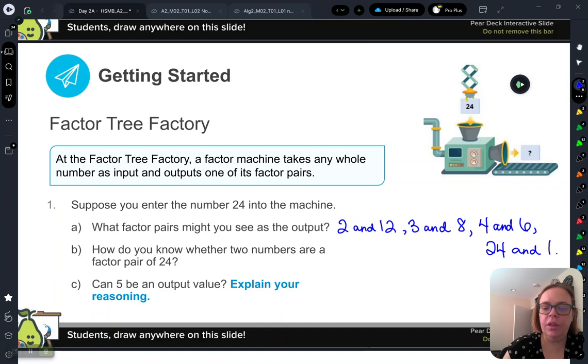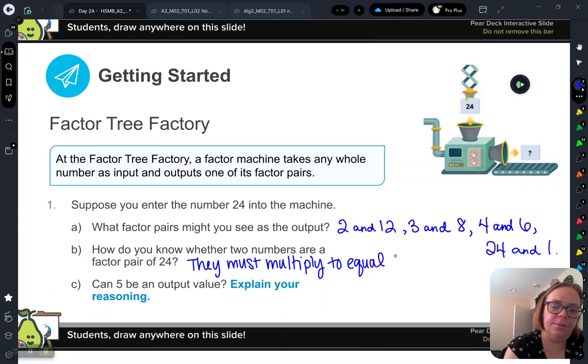So how do you know whether two numbers are a factor pair of 24? Well, I kind of gave it away. They need to have a product, or they need to multiply to equal 24. Okay? So they must multiply to equal 24. Something along those lines.